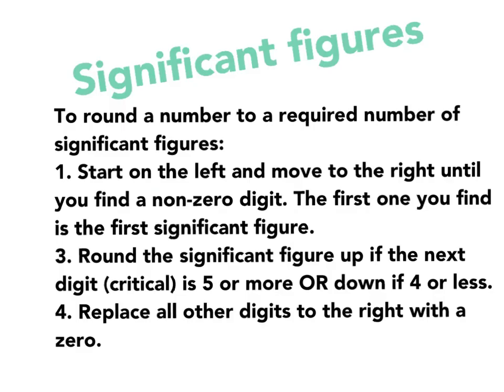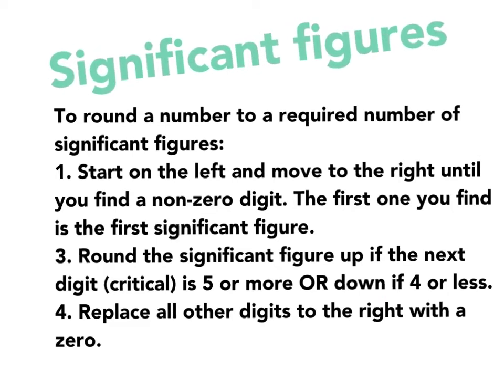Now, this is something you may not have heard of, and it's called rounding to significant figures. Significant figures uses exactly the same rounding principle, it's just different to decimal places. So if I need to round a number to a required number of significant figures, I start on the left of my number and I move to the right. Oh, I'm sensing a pattern in some things we're learning. Left to right, always. So I start on the left and I move to the right.